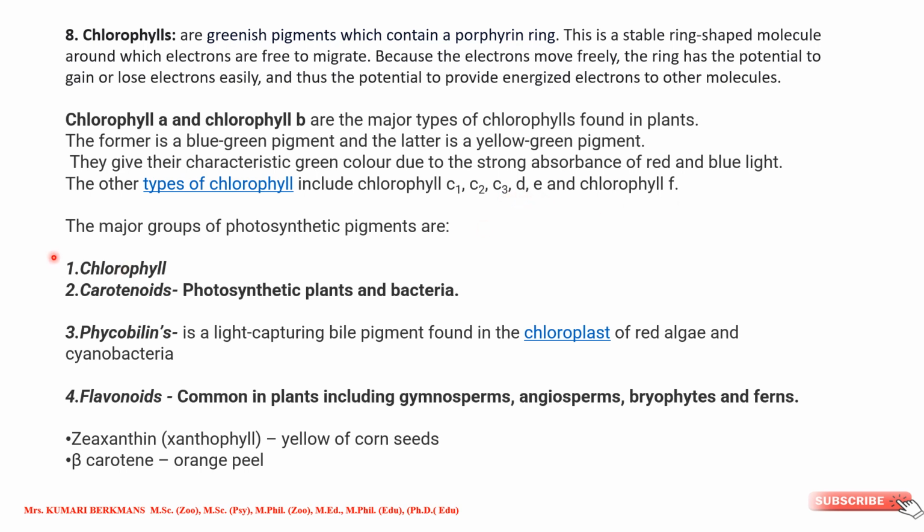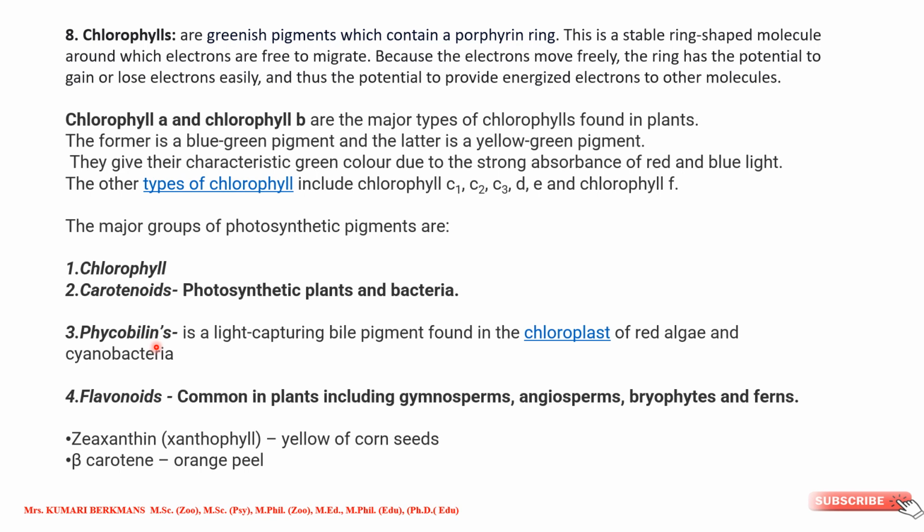Now, the major groups of photosynthetic pigments are, first, chlorophyll, and second, carotenoids. Carotenoids are also one type of photosynthetic pigment. Chlorophyll is green in color. Carotenoids are present in photosynthetic plants as well as in bacteria.